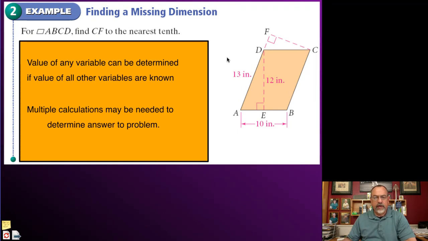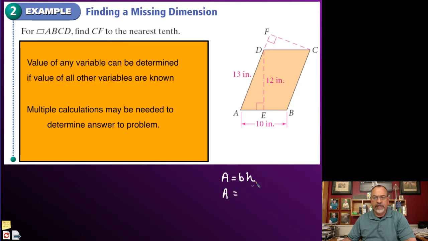Now in this parallelogram, we're asked to determine the length of CF. And as I look at CF, it's perpendicular to this 13. So the 13 and the FC are a base and a height. So I know it's a parallelogram, so if I want to use the formula base times height, I don't know what the area is.